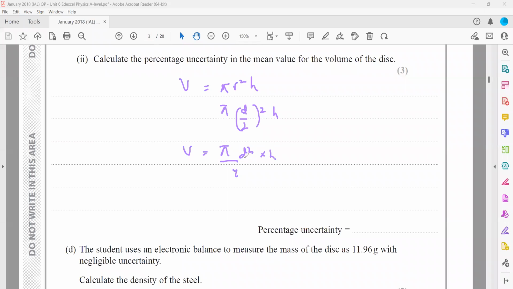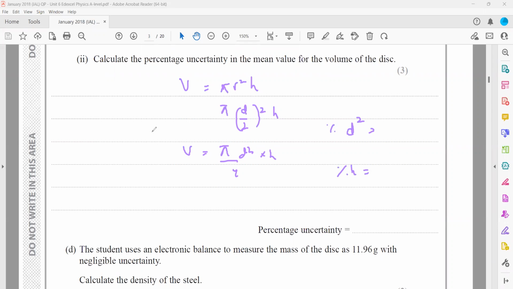So volume is equal to pi d square by 4 and h. Pi and 4 do not have any uncertainty. Why? Because these are constants. So we'll find the percentage uncertainty in d square, and we have the percentage uncertainty in the thickness. We'll find the percentage uncertainty in both of them and then add to get the percentage uncertainty in volume.